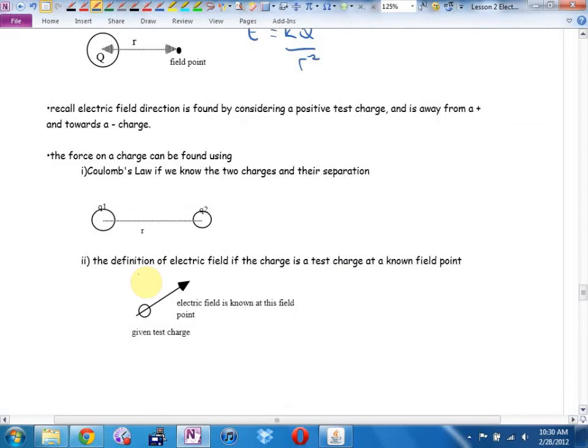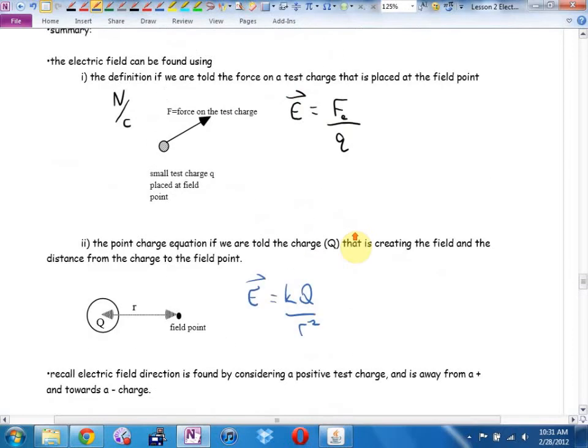Now here's what else this means. We now have two ways to find force. We can find the force by using Coulomb's law. That was lesson 1. Right, Nicole? Or, Nicole, I could also get the F by itself here.